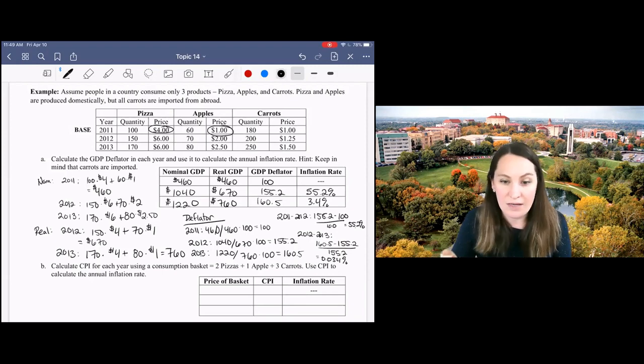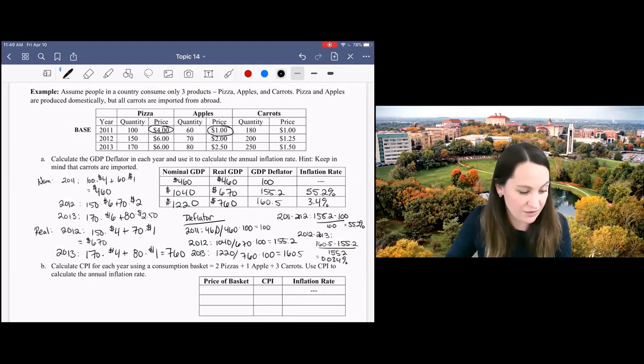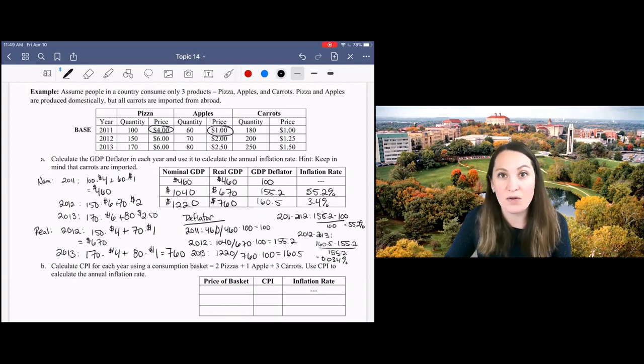All right, so here are our answers for the first part of this example. In the next video, I'll show you how to do inflation using the CPI method.